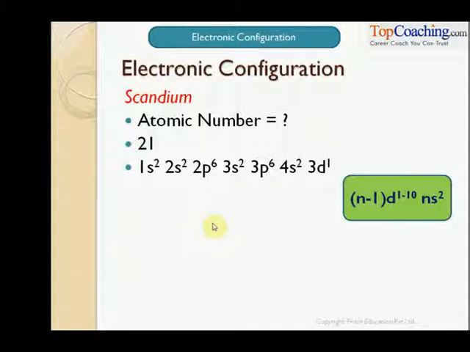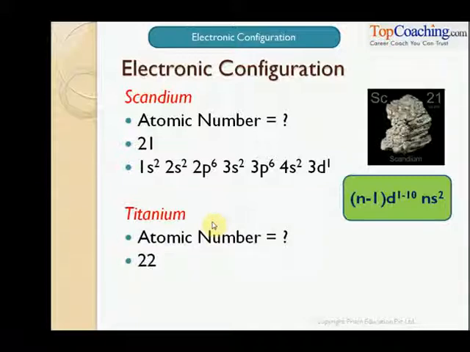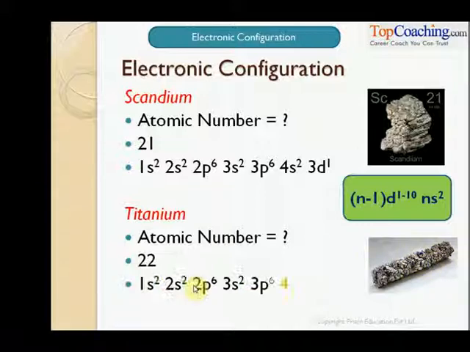Now we try to derive a general formula of their electronic configuration. For that, let us find out the electronic configuration of another transition element called titanium. Atomic number is 22. By the way, this is how scandium looks like. It has a metallic luster to it. So titanium with an atomic number of 22 also looks like a metal, and its electronic configuration is similar to scandium, just that there is one more electron in the d orbital.